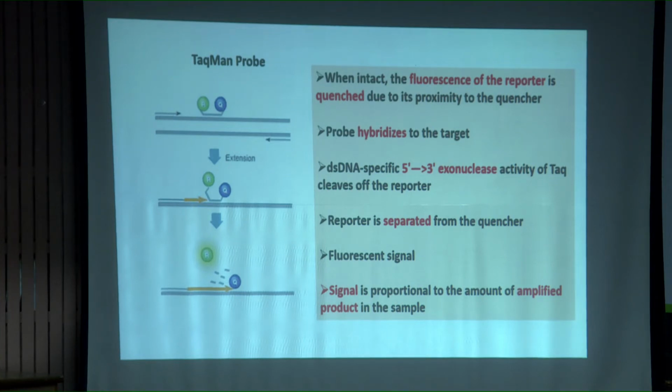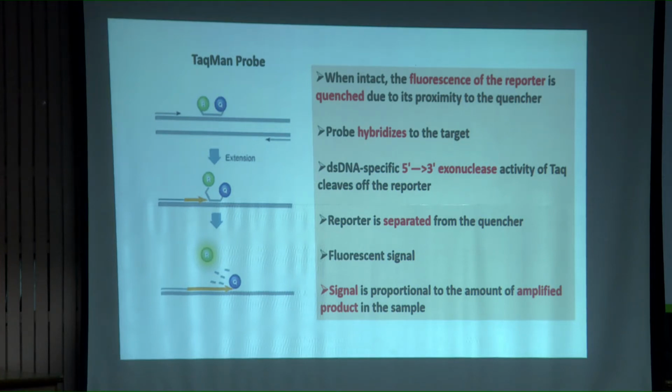The probe hybridizes to the target. You make a single-stranded DNA, and the probe goes and binds to the single-stranded DNA, along with two molecules. One is the fluorescent molecule, and another one is a quencher.